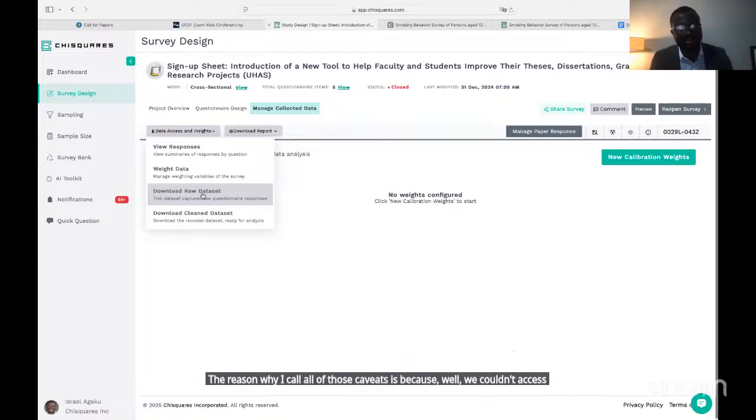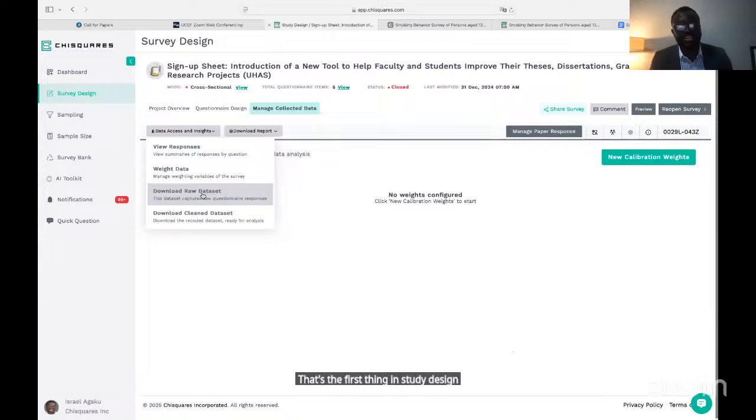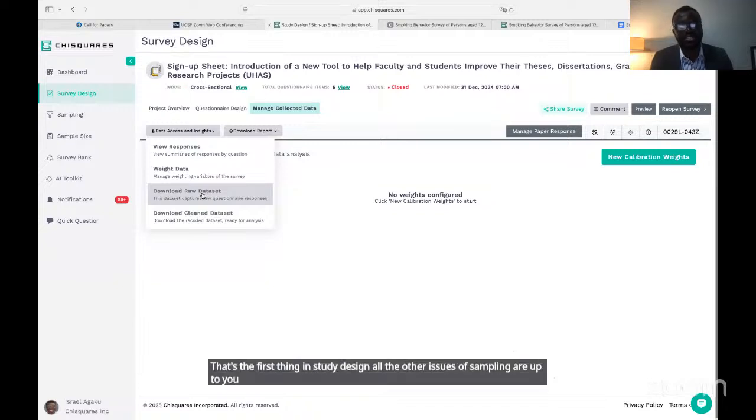We couldn't access people in institutions, so we have to redefine the population. That's the first thing in study design. All the other issues of sampling are up to you, depending on logistics. So they're not questions that we can answer.